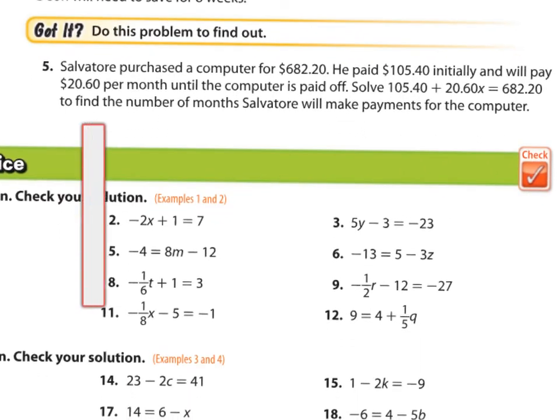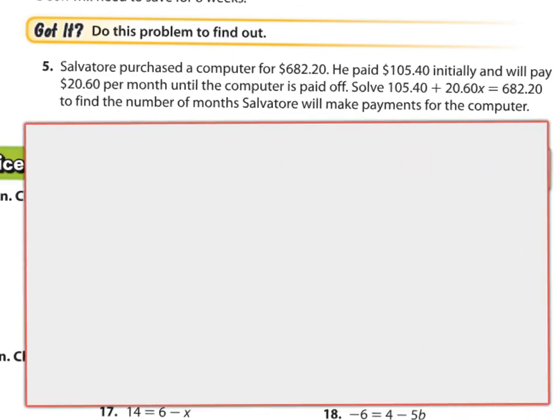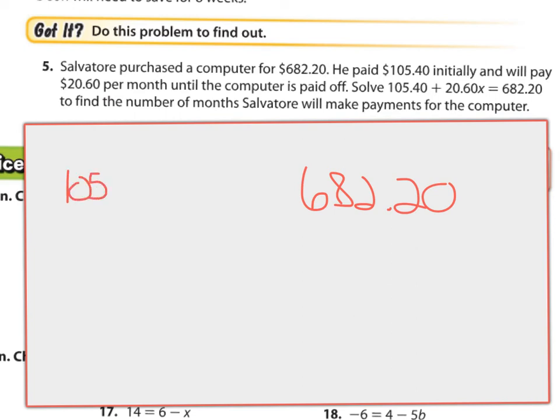Okay, we can do this one together, or you can pause and do it on your own. Salvatore purchased a computer for $682.20. That sounds like a total to me, so I'm going to write it down, $682.20. He paid $105.40 initially. Okay, that looks like a constant. That has no variable because it is a number on its own. And will pay $20.60 per month, so per month m, until the computer's paid off.